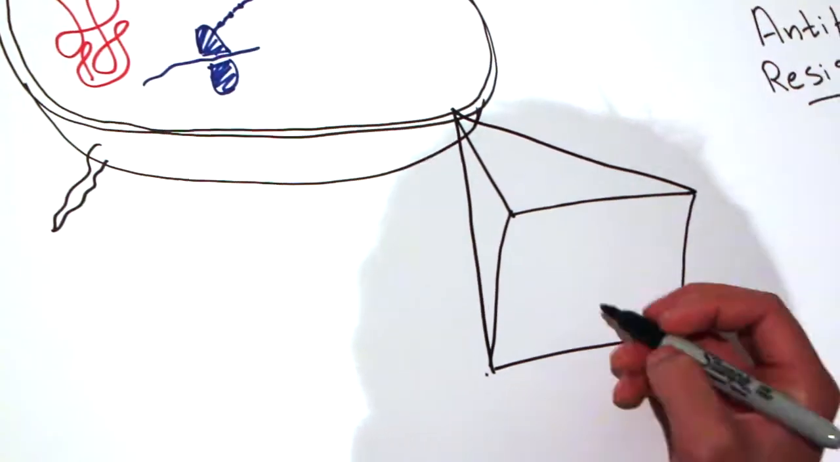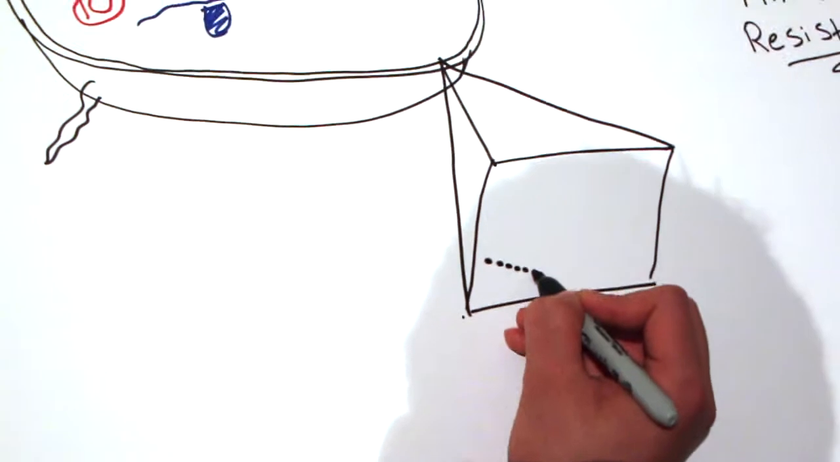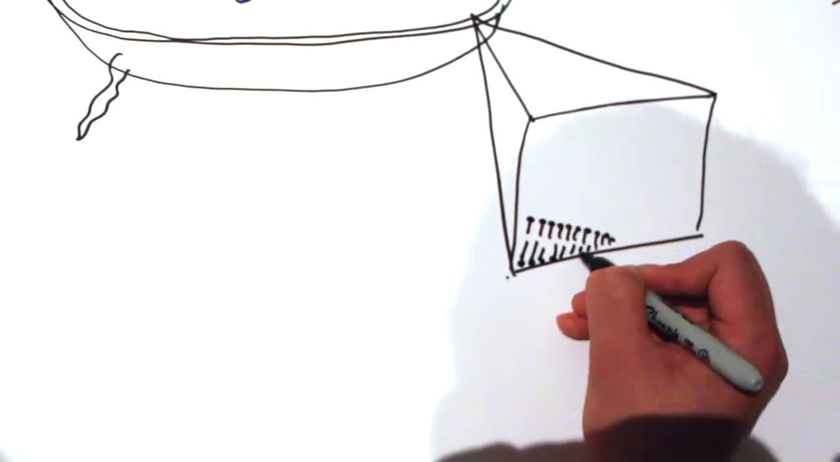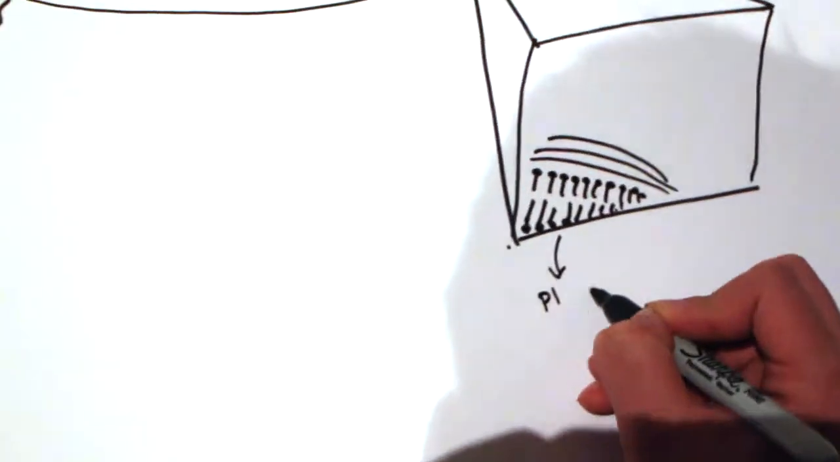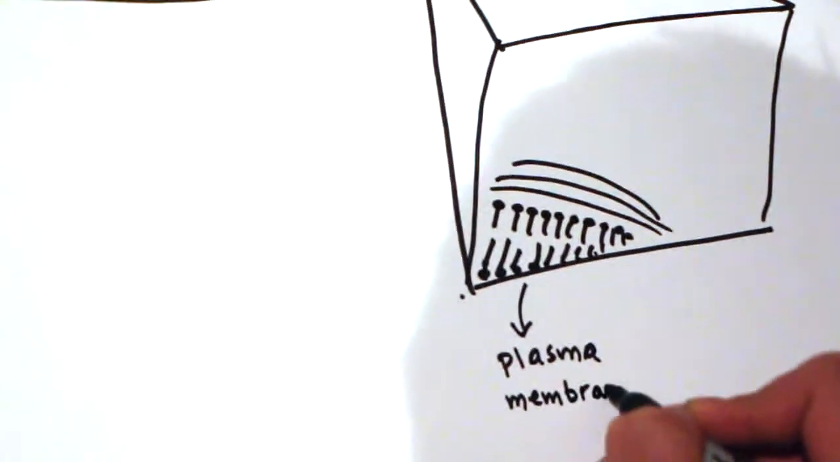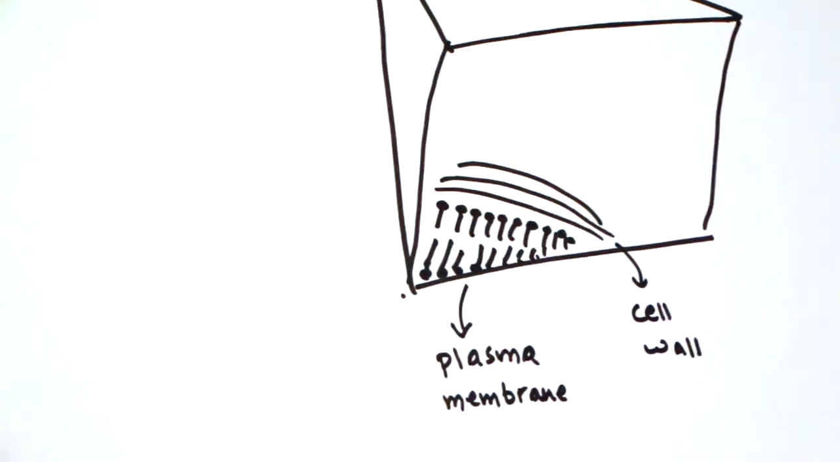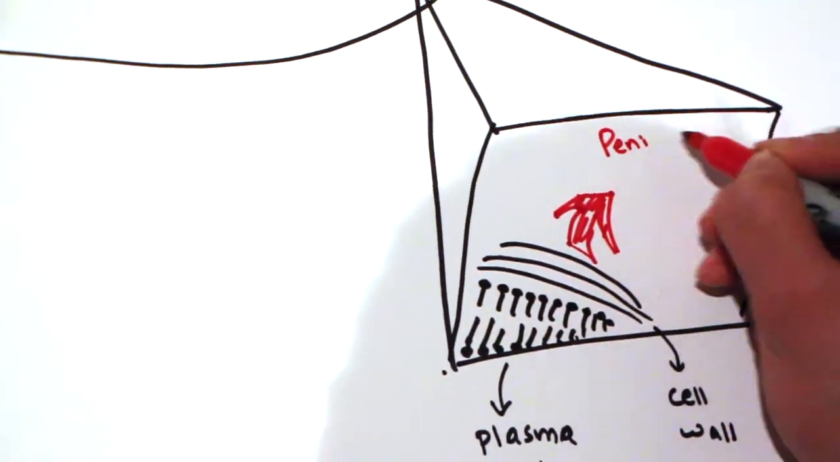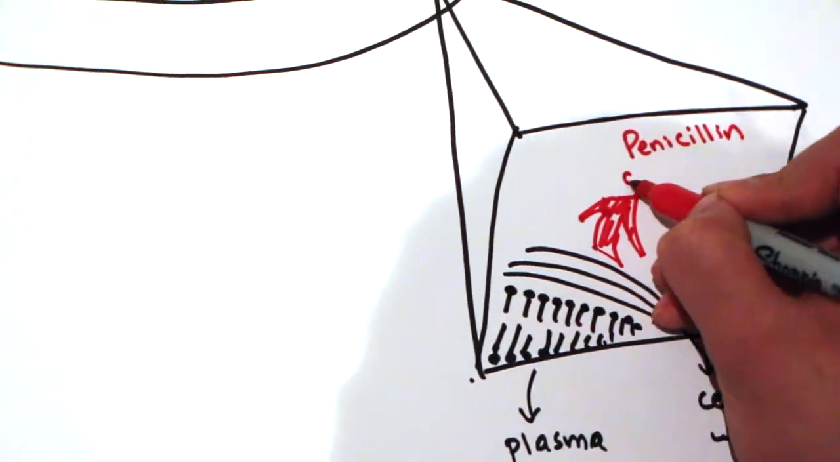They target the phospholipid bilayer and disrupt its function by increasing the permeability of the membrane, which affects the osmotic pressure of the cell and causes leakage of important biological molecules. Most antibiotics target the cell wall of the bacterium, and they inhibit cell wall synthesis. An example of these antibiotics are penicillins and cephalosporins.